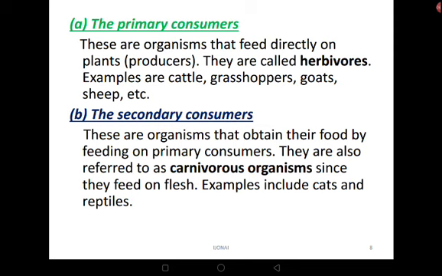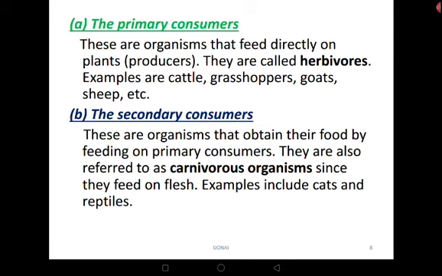To begin with, the primary consumers. These are the organisms that feed directly on plants. They feed on the producers. Remember, we define producers as organisms that can make their own food. So organisms that feed on plants or feed on producers are called primary consumers. Do you know some of them?